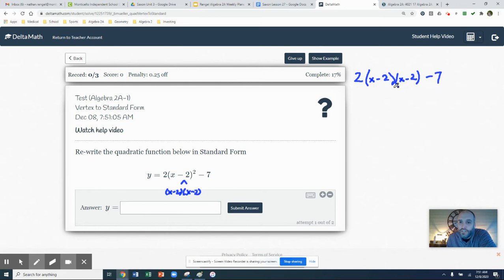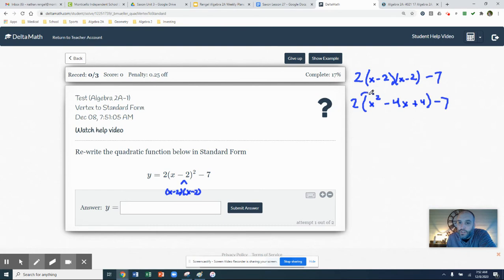Now the x minus 2 times x minus 2, I'm going to have to FOIL out. So I've got 2 times, now I just do x times x, which is x squared. My outsides will be negative 2x. My insides will be negative 2x. That's going to be minus 4x. Negative 2 times negative 2 is positive 4. And then I've got this minus 7.